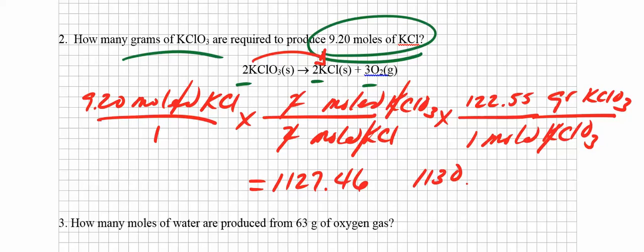Don't put a decimal after the 0 because that would render the 0 significant. I don't want it to be significant. The unit then would be grams of KClO3, potassium chlorate, and that would finish the second one. Okay, let's go to number 3.